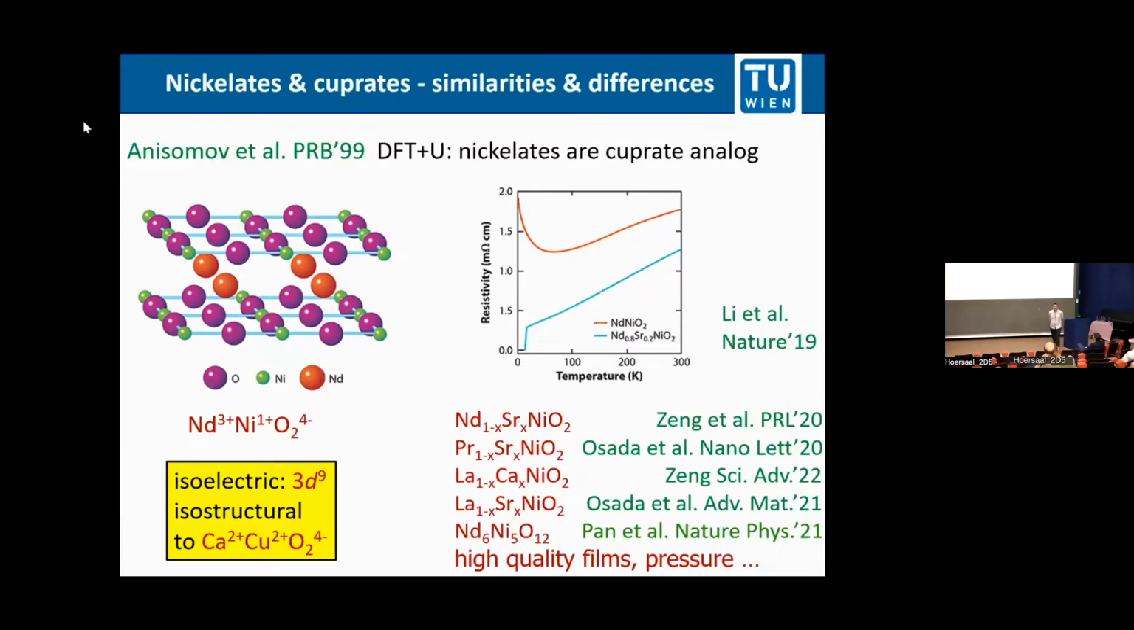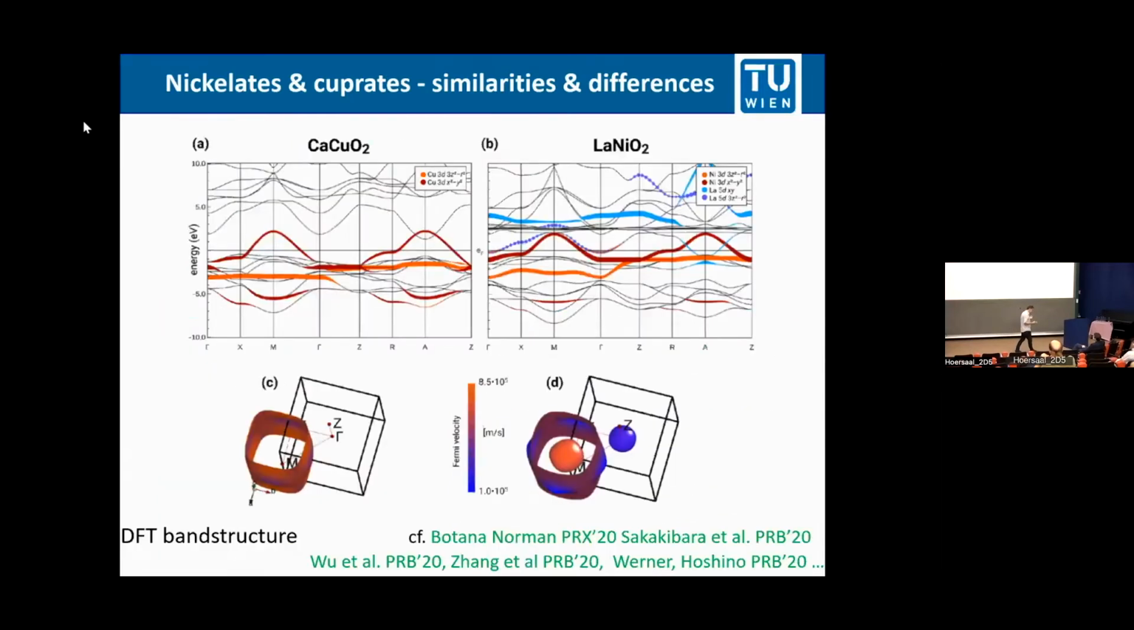Now, if you have this nickelate, the crystal structure is identical to the arguably simplest cuprate, but certainly not the best superconductor, calcium copper O2. So you have these nickel oxygen two planes. They are spaced by a neodymium layer to the next nickel oxygen two layer. And the formal oxidation in both cases is also a 3d9 configuration for cuprate and nickelate. Now, if you look into more detail, differences start to show up.